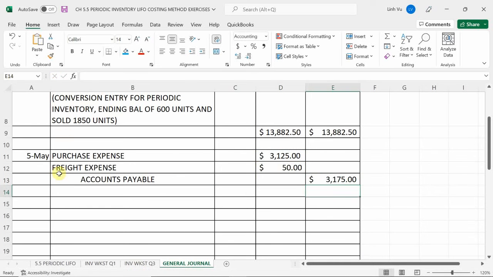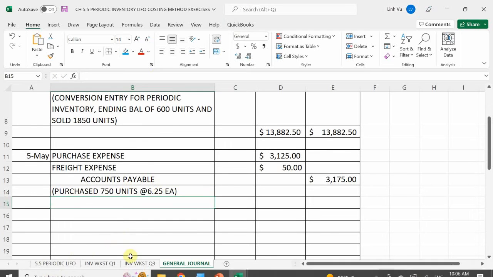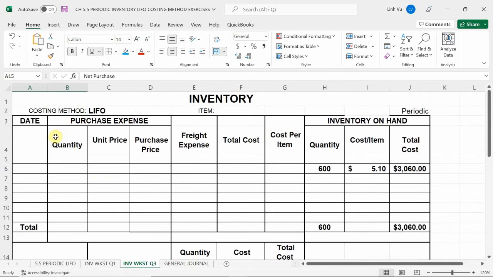Okay. And of course, you can make a note saying purchased 500 units at $6.25 each. You don't need to put in how much the freight cost is because it's straightforward. You already journalized that you had freight expense. Okay, so let's go ahead and pop that into our inventory worksheet.